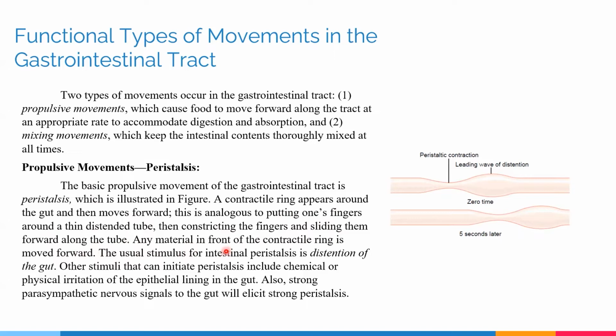Any material in front of the contractile ring is moved forward. The usual stimulus for intestinal peristalsis is distension of the gut. Other stimuli that can initiate peristalsis include chemical or physical irritation of the epithelial lining of the gut. Also, strong parasympathetic nervous signals to the gut will elicit strong peristalsis.